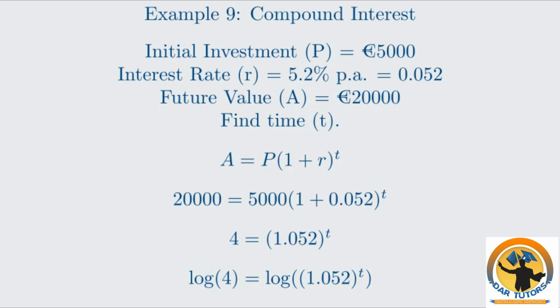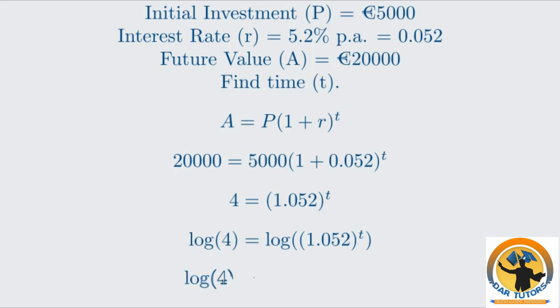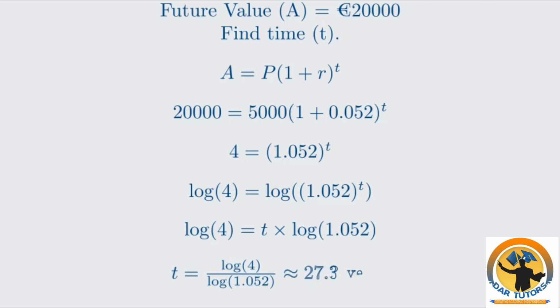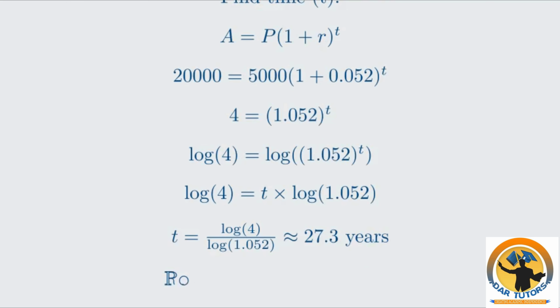Apply the power law. This gives log 4 equals T times log 1.052. Solve for T. Divide by log 1.052. T equals log 4 divided by log 1.052. This is approximately 27.3 years. Since interest is compounded annually, we must round up to the next whole year. So it will take about 28 years for the investment to reach 20,000 euros.